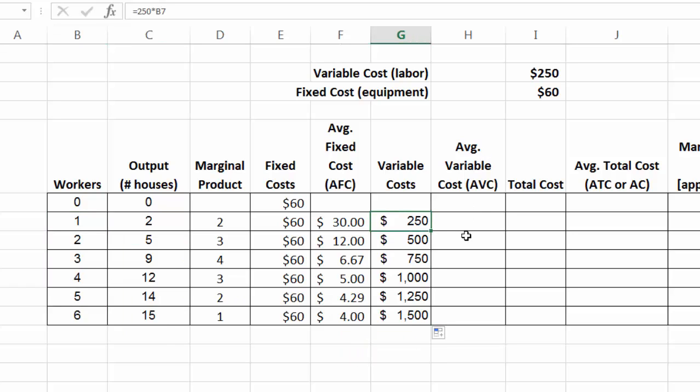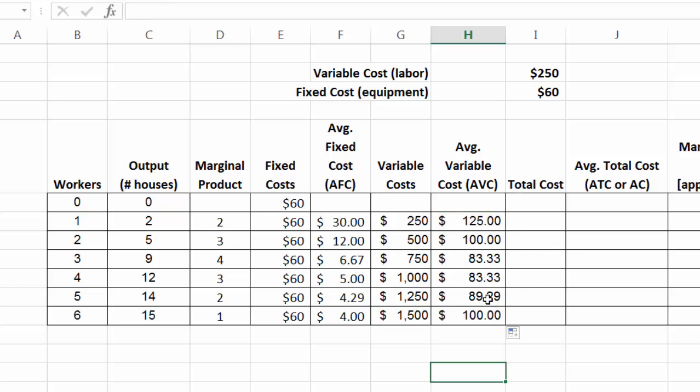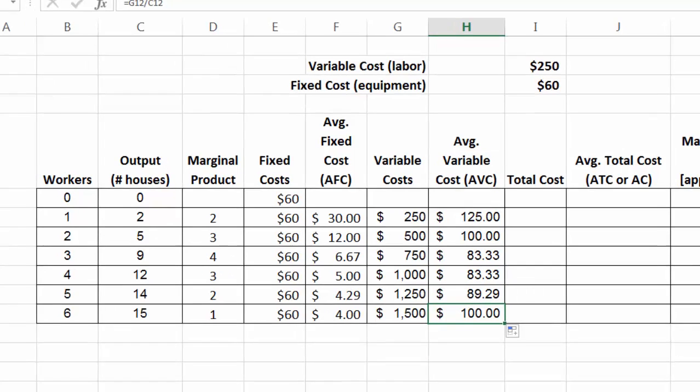So there's variable cost. Now, average variable cost, again, is very simple. We're going to take the variable cost at that level of output and divide it by the quantity at that level of output. So you can see G7 divided by C7 here. And again, fill this all the way down. So what happens to variable cost? Well, notice it gets smaller here for a while, bottoms out, and then starts going back up again.